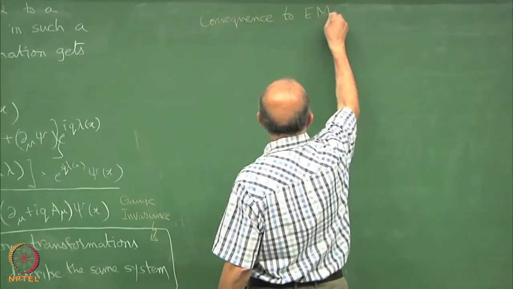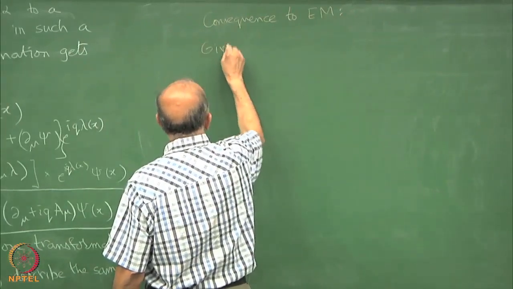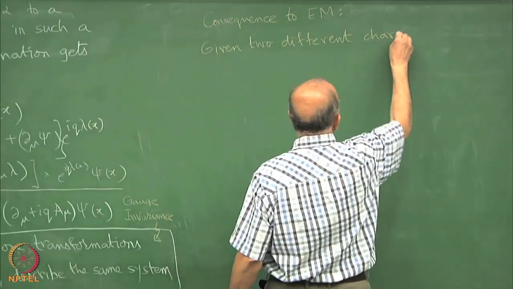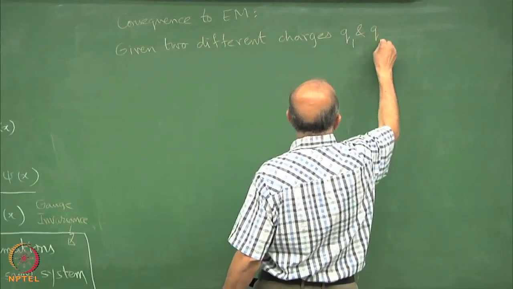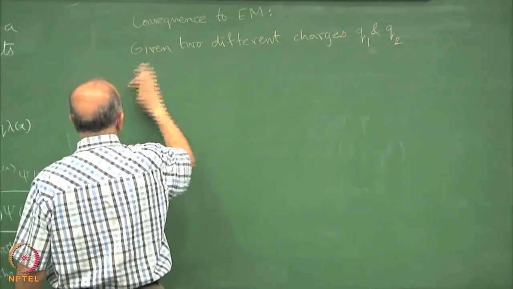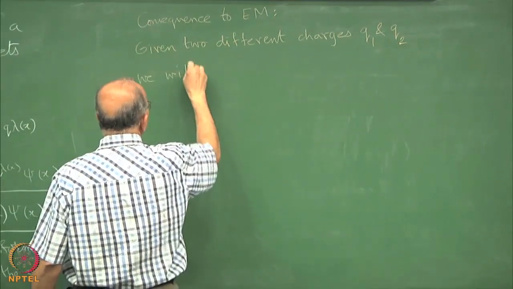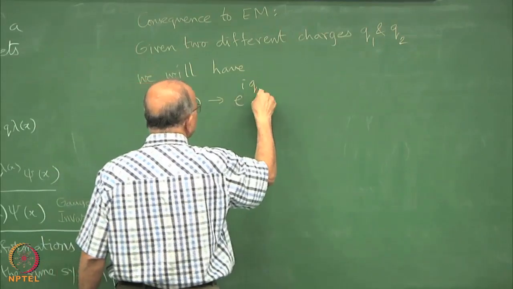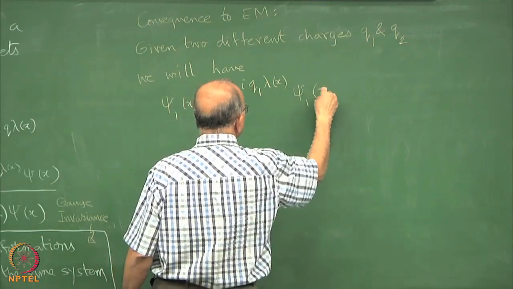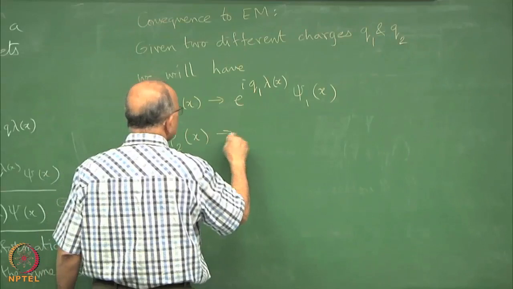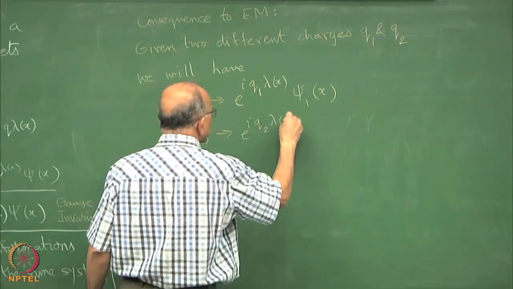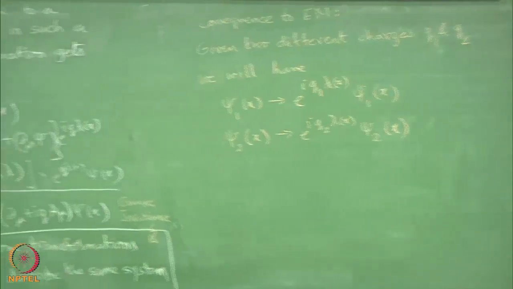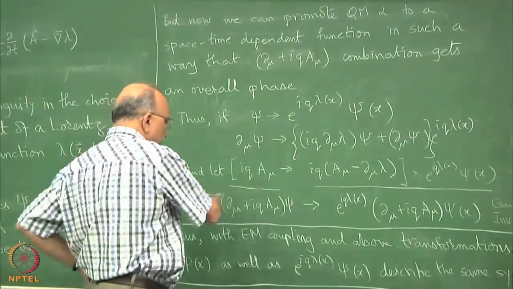In electromagnetism, given two charges, now both of those will leave this combination derivative. This combination derivative is called covariant derivative. I will come to stating that also.